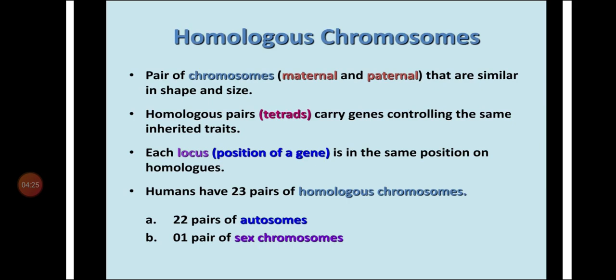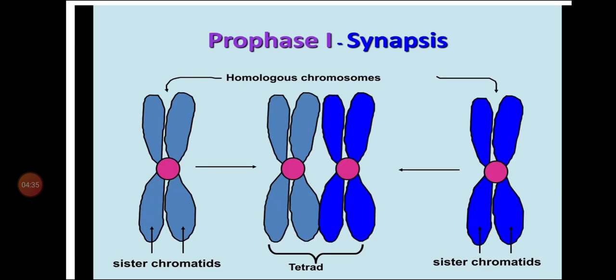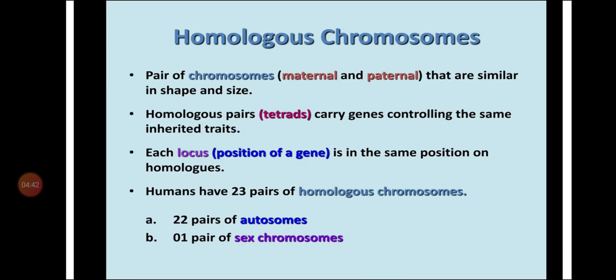Homologous pairs, tetrads, carry genes controlling the same inherited traits. Homologous pairs means tetrad. You can see here, these are homologous pairs. They are forming the tetrad. Four chromatids together are known as a tetrad. Each locus, that is the position of a gene, is in the same position on homologs.